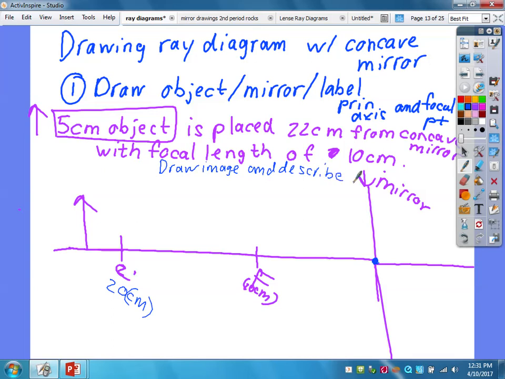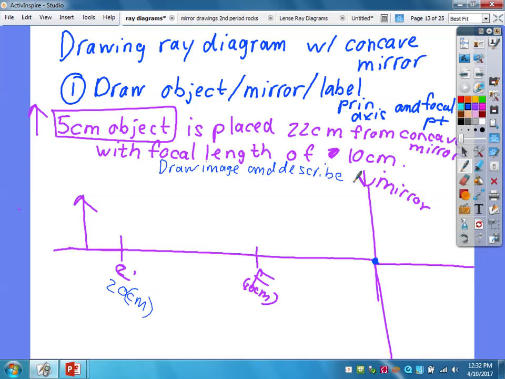Draw the image and describe. All right? And so, what that means is, we need to draw these out very, very accurately. This is part of your test. You will be asked to draw these out, and they have to be accurate. All right? So the first thing you do is you draw out your ray diagram situation.